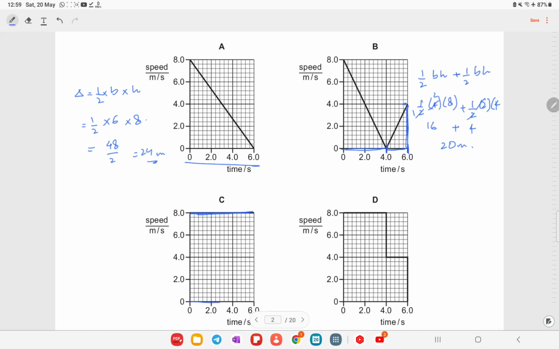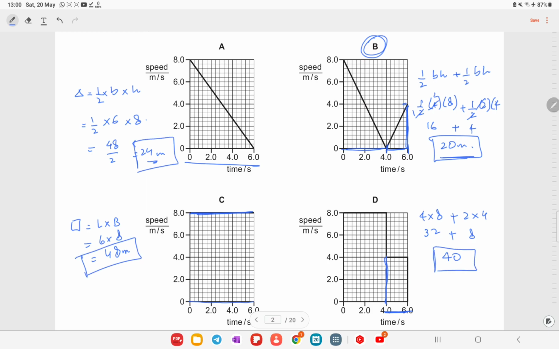Now you can easily multiply. For this you have to use the area of rectangle, that is length times breadth. So length is around 6 and breadth is around 8. So 6 times 8 is 48 meters. And the last one, you can make two rectangles. First rectangle will be 4 times 8, which is 32, plus 6 minus 4, so this is going to be 2 times 4, which is 8. So this is going to be 40. Out of these you can check the option B is your right answer, because it has the least distance covered.